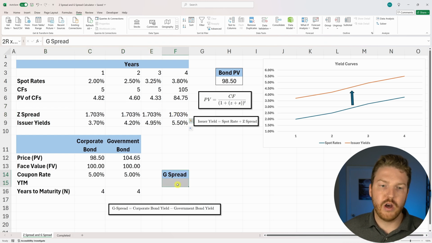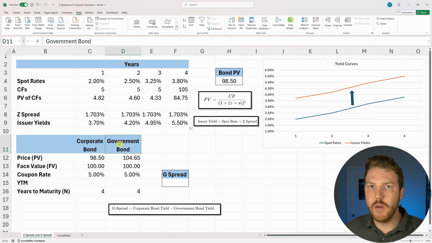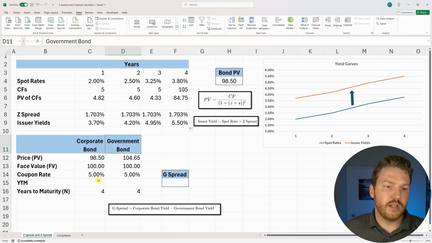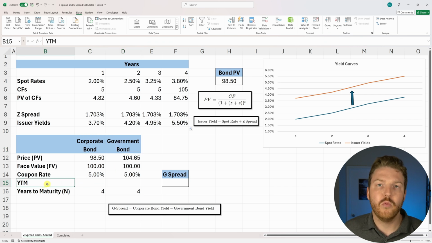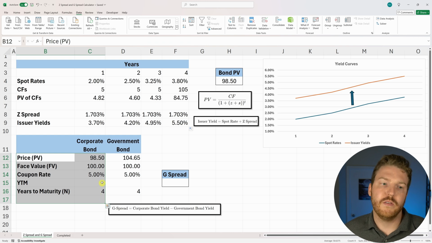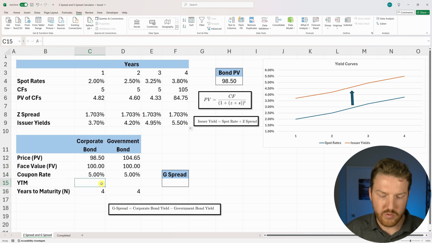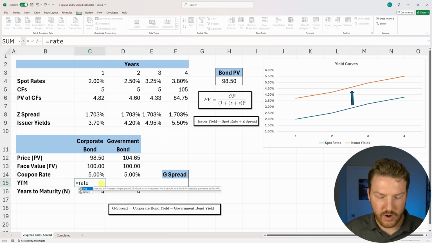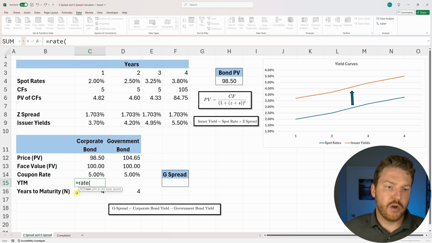Now we can find our g-spread. So we have our corporate bond, we have our government bond. So now let's go ahead and figure out what is the yield to maturity for both bonds. So you could use your financial calculator. You have four of your five inputs. You just solve for the fifth, or I can use the rate function in Excel. So we'll do rate. Number of periods is just this value n, so 4.